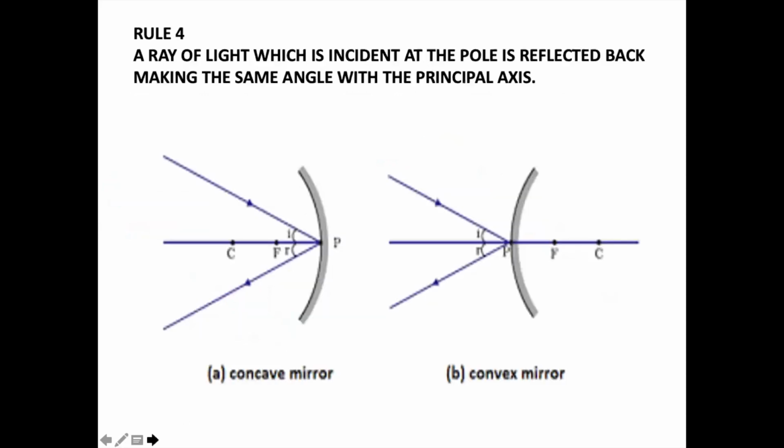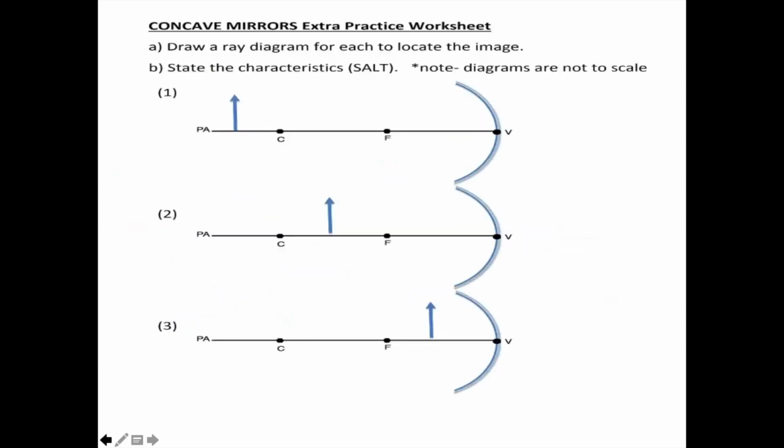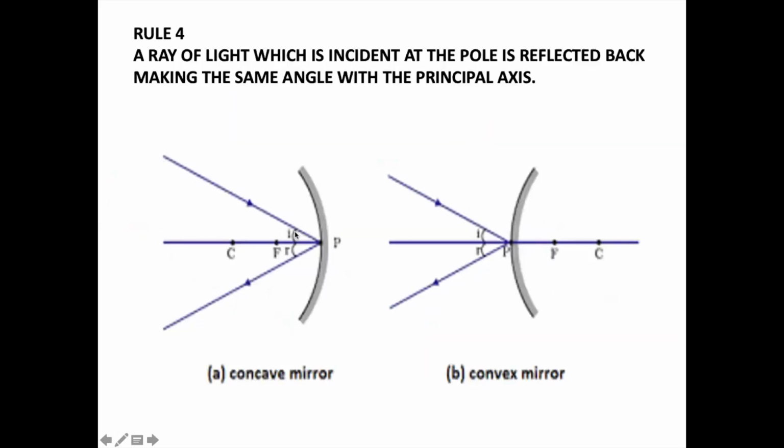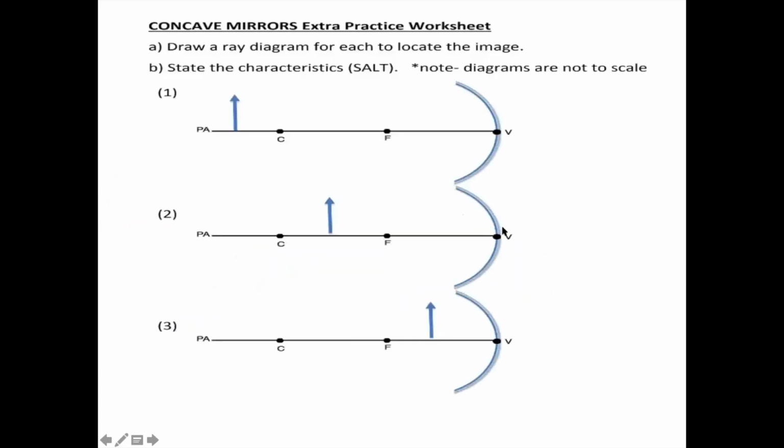Rule number 4: when a ray of light is incident on the pole at a particular angle, what will happen? It will reflect back at the same angle. That is how you have to draw. The angle of incidence is always equal to the angle of reflection. But the incident ray along the principal axis always goes straight and comes back straight. So don't worry about which direction you have to show the principal axis.